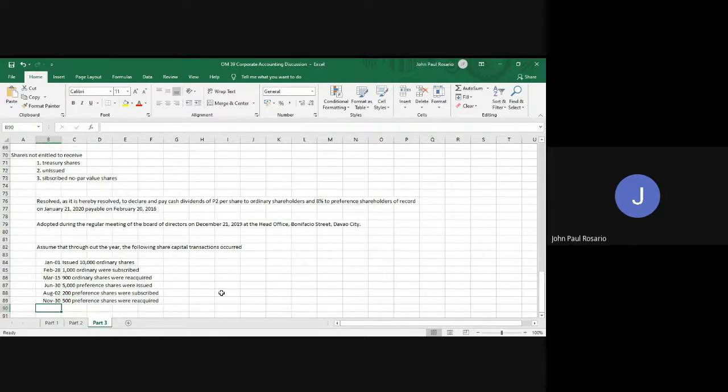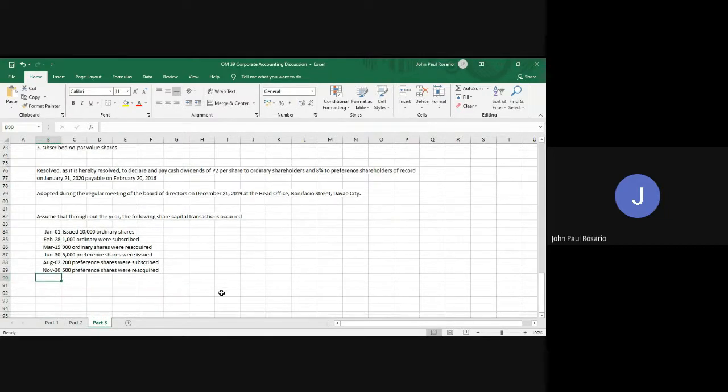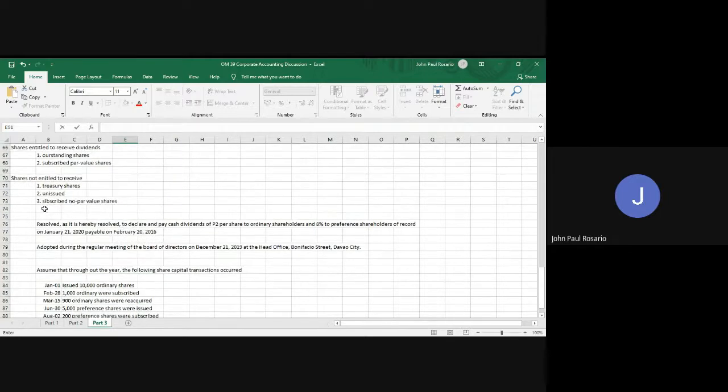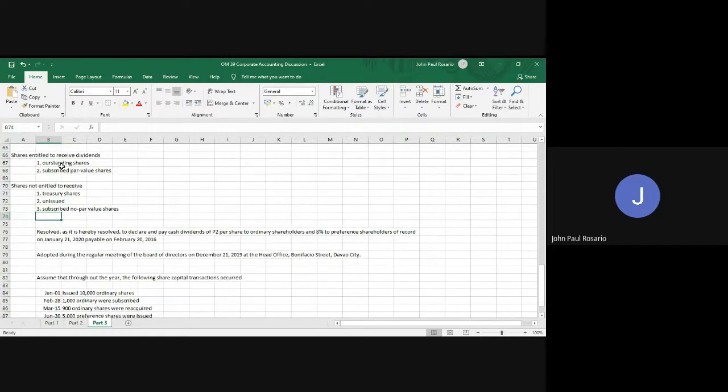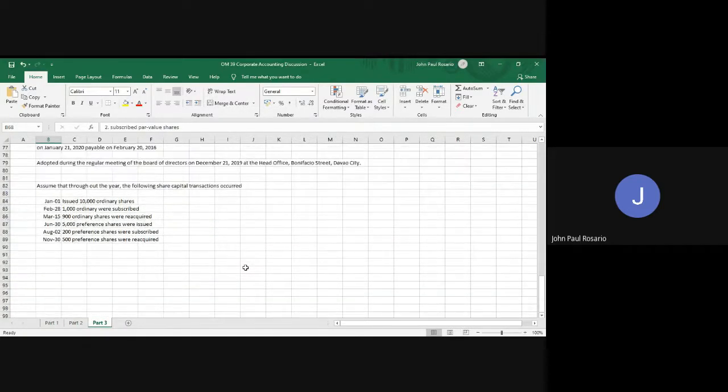Okay. So before we can know the liability, we first have to know the number of outstanding shares, because the shares that are eligible to receive dividends are the outstanding ones or the subscribed share capital with par value. So assuming all of them have par value, okay? So we have ordinary and then preference.